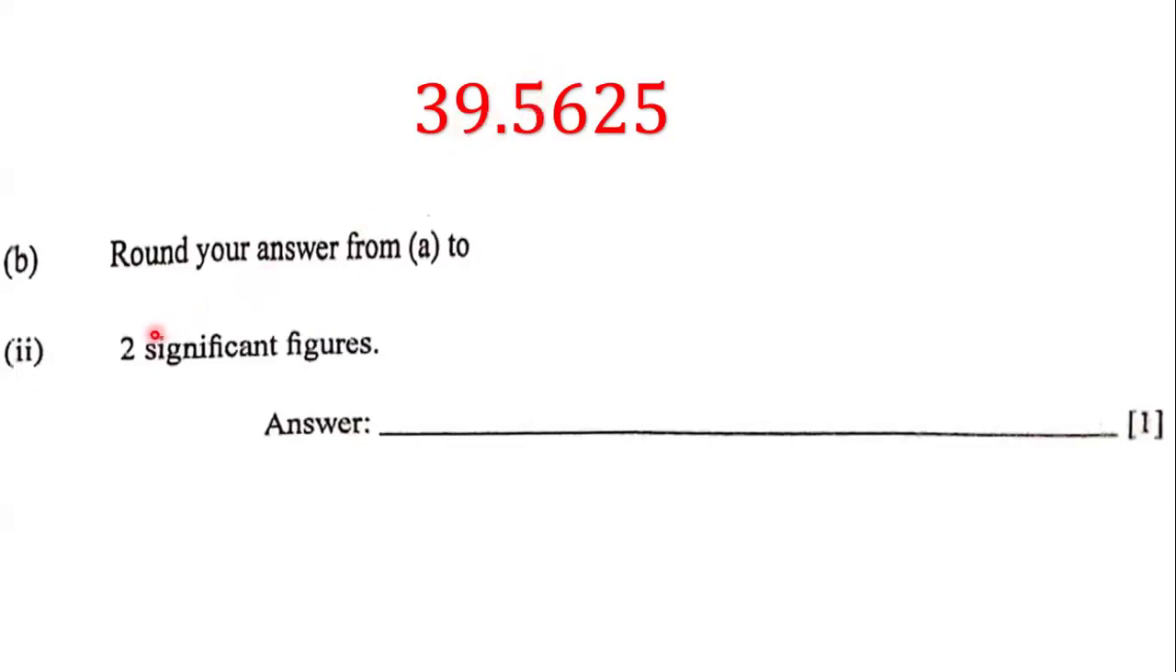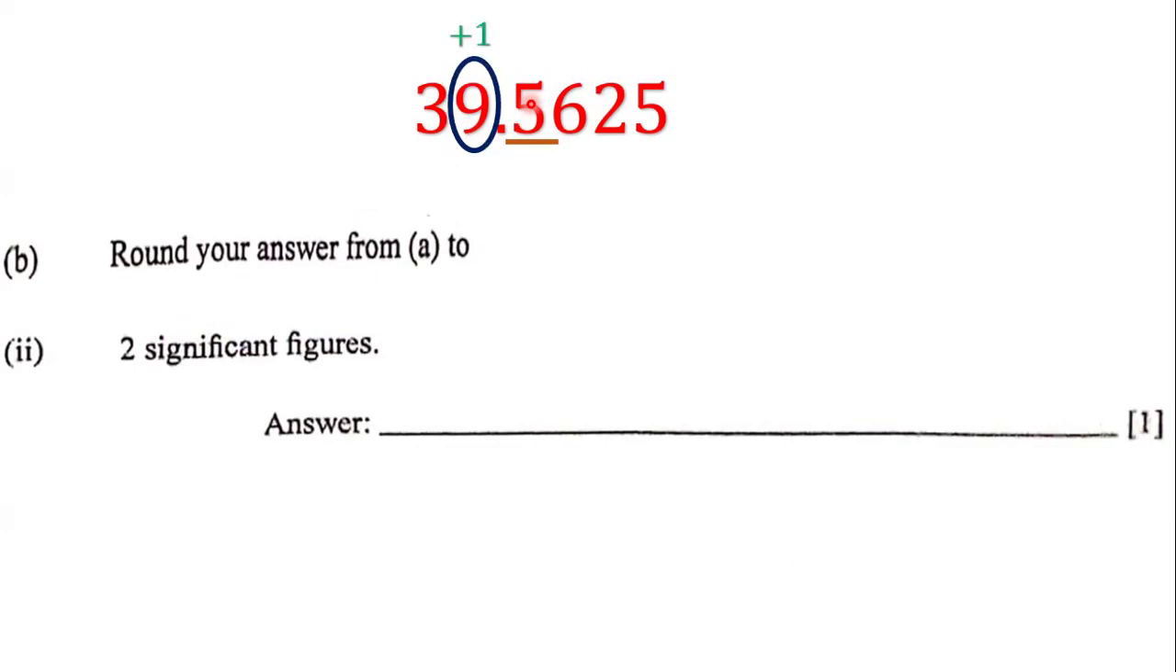But they want us to round to 2 significant figures. So the second significant figure here is 9. So we're going to circle 9. Next, we're going to underline the number that is to the right of 9. And so that's going to be 5. And so since it's 5, remember, once it's 5 or greater than 5, we can round up.